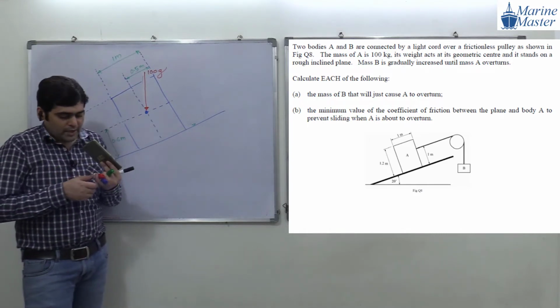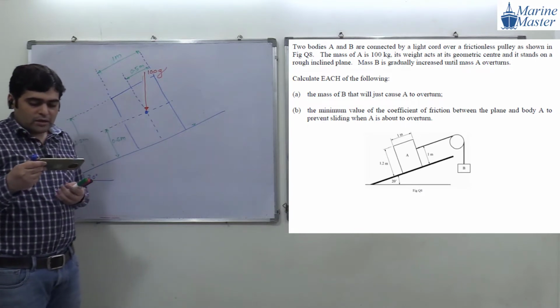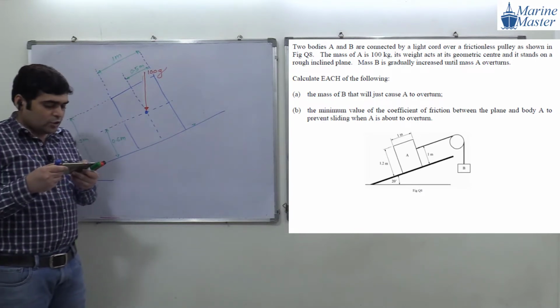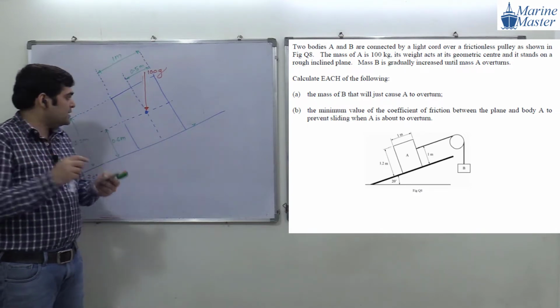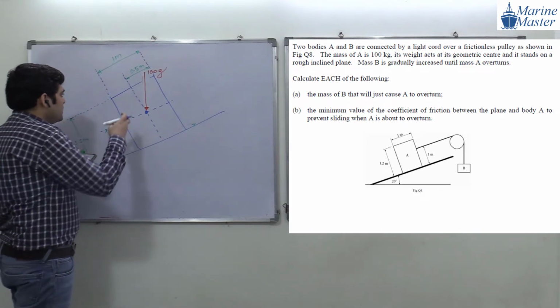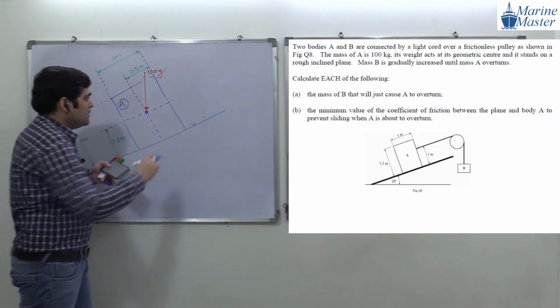Now here, mass A and B. A is connected to mass B over a frictionless pulley. Okay. Two bodies A and B. I'm going to read the question from the start. Two bodies A and B. This is body A. This is A. Okay. A is connected to B.